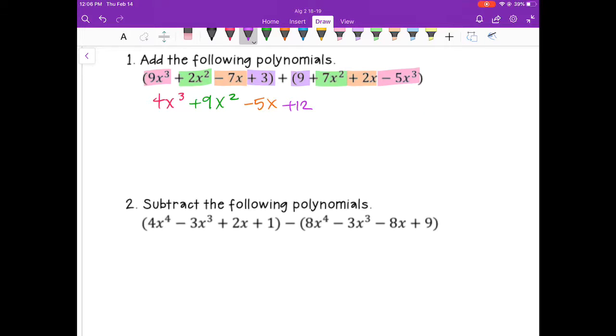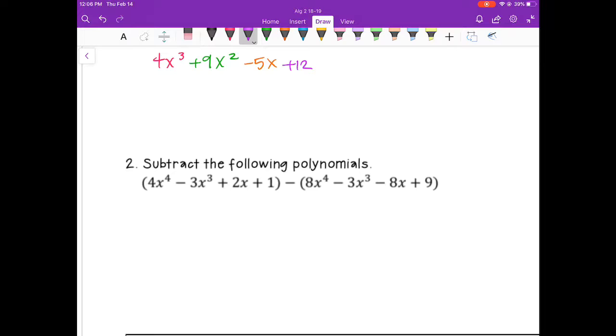In problem 2, it's a very similar process. All we have to do is distribute the minus signs because we're subtracting that entire second polynomial. So I would either take the time to rewrite that second polynomial, or you can even just go through and change all of the signs. So we are adding a negative 8x to the fourth plus 3x cubed plus 8x plus a negative 9. And now we can combine our like terms just like we did up above.